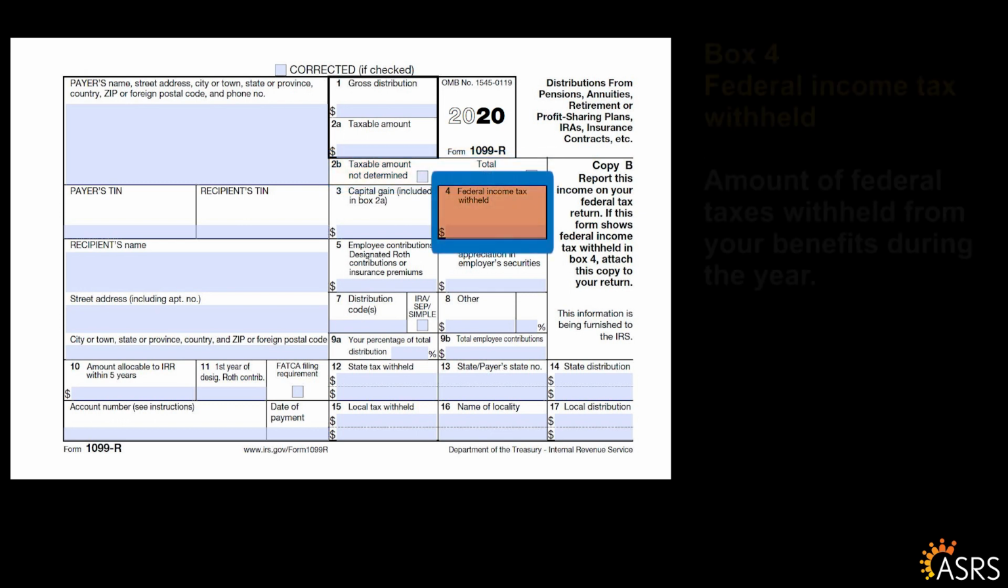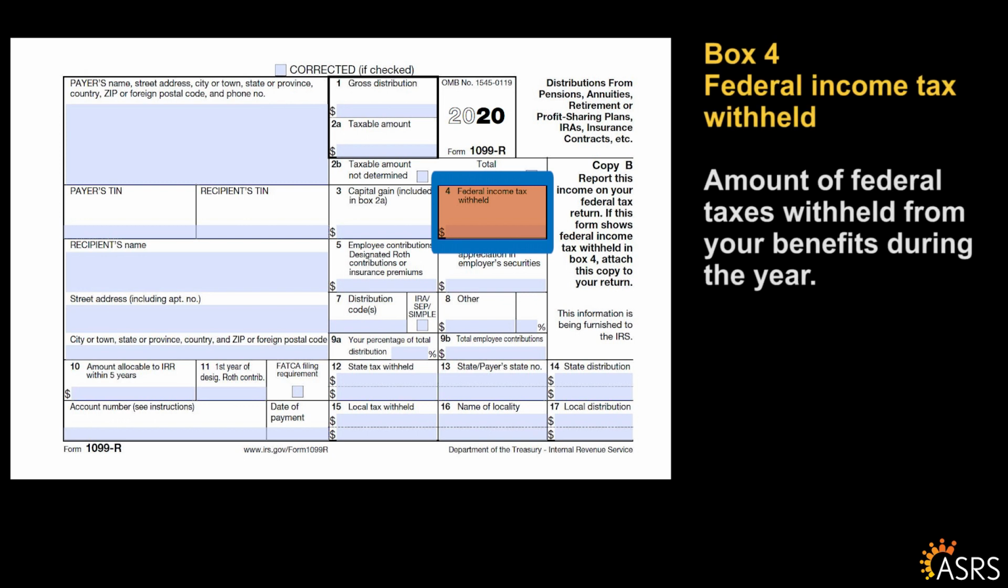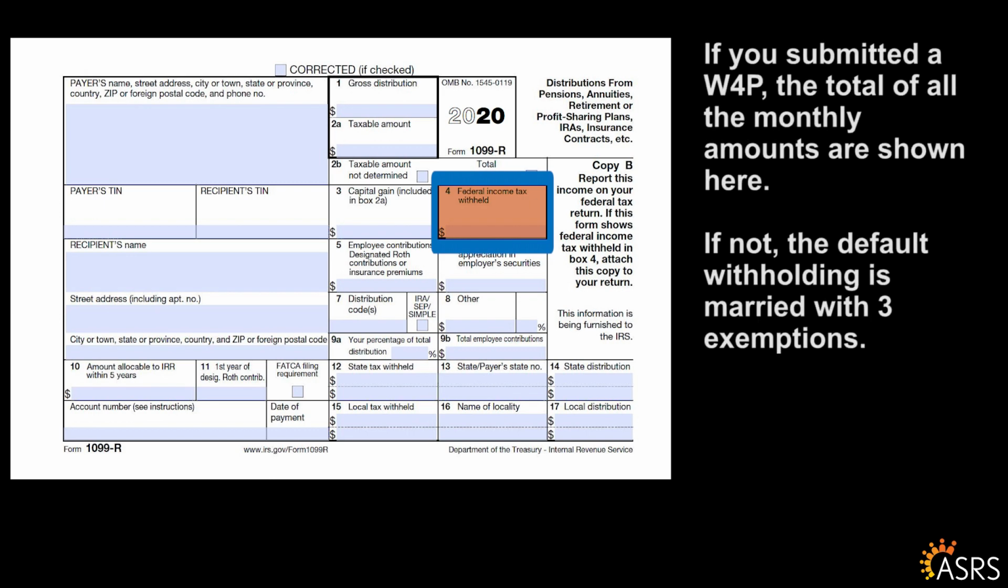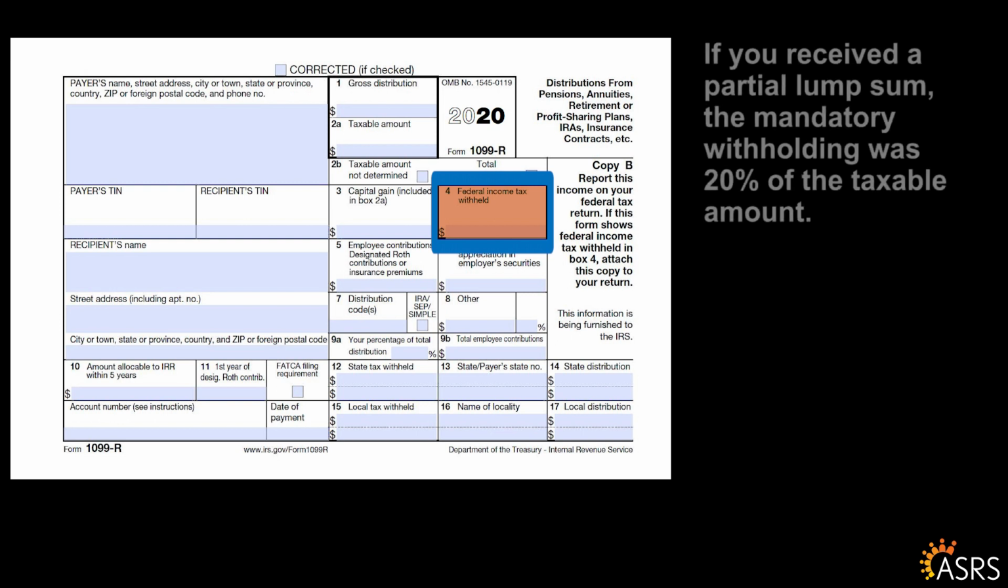Box 4, federal income tax withheld. This is the amount of federal taxes withheld from your benefits during the year. If you submitted a W-4P for the ASRS to withhold federal taxes for you, the total of all monthly amounts are shown here. If you did not complete a W-4P form, the default withholding is married with 3 exemptions. If you received a partial lump sum paid to you, the mandatory withholding was 20% of the taxable amount.